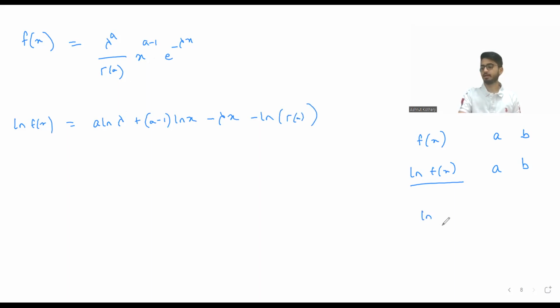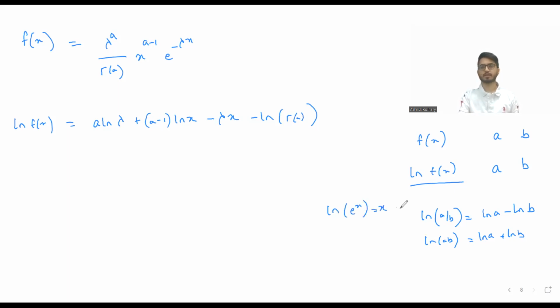I've used the property that ln of a by b is ln a minus ln b, and ln of ab is log a plus log b. So there are three terms being multiplied in the numerator, and all of these will be added up. Log of lambda to the power alpha is nothing but alpha log lambda. Log of x to the power alpha minus 1 is nothing but (alpha minus 1) log x. Log of e to the power minus lambda x is nothing but minus lambda x. Again, remember that ln of e to the power x is nothing but x. And then I have gamma alpha in the denominator, so minus ln of gamma alpha.